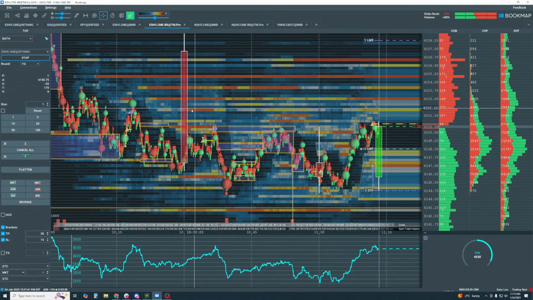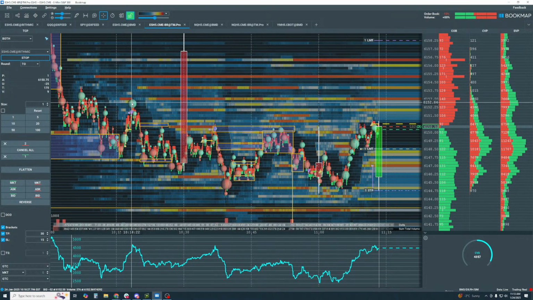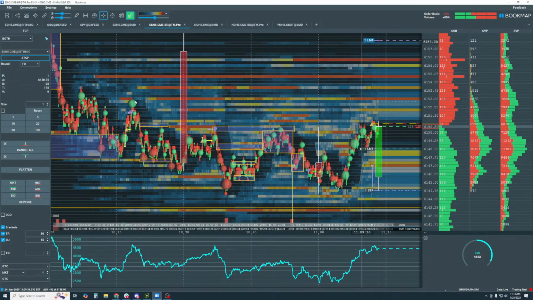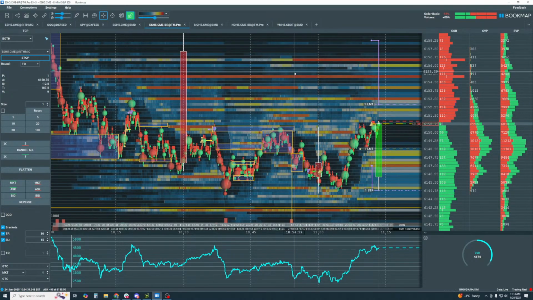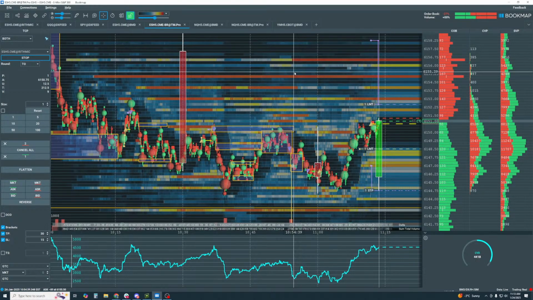All right, and then how would we take some risk off? I'd look up here and kind of front run some of that liquidity here at 53. And we'll see.